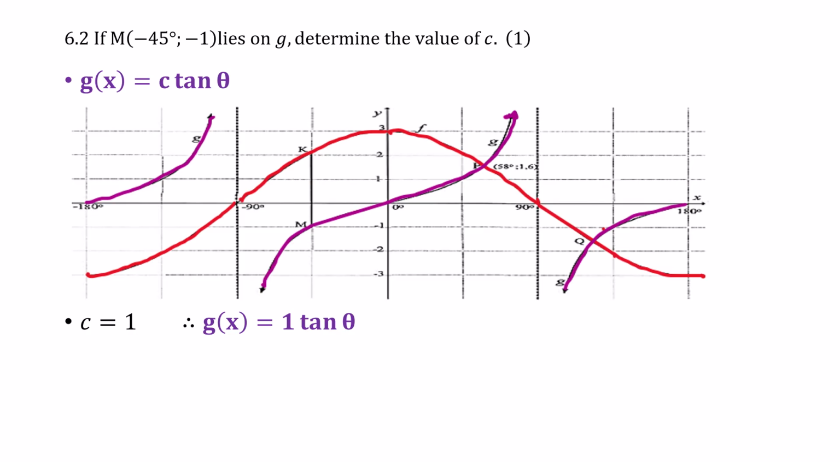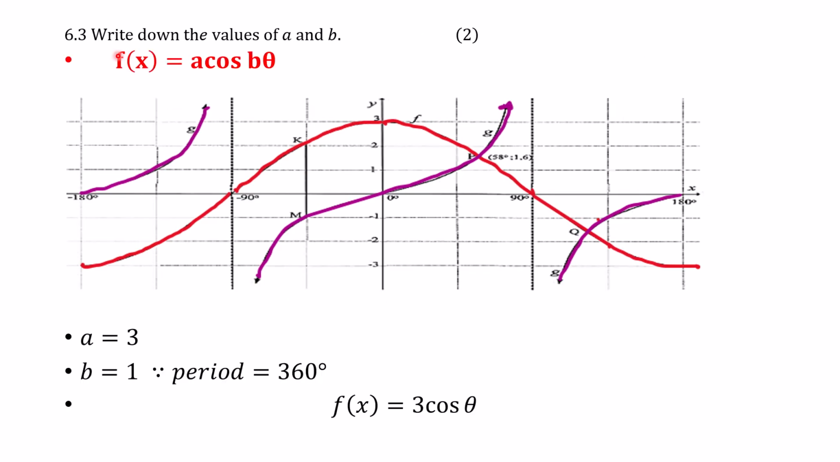Now let's go to the third question. In 6.3, write down the values of a and b. So we want the amplitude of the cos graph, and we want to know the period with b. So for a, if we look here, the graph goes from 3 to minus 3, so the middle of that is 0. From the middle to the highest point is 3 units. So a equals 3, because from 0 to there, I move 3 units.